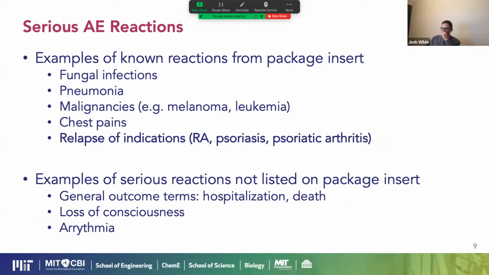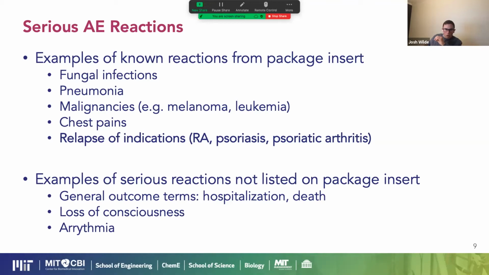Yeah, I do have a slide on this here. So on the bottom here, you can see that hospitalization and death and loss of consciousness. These things are noted in the database. So there's some debate about exactly what type of adverse events to include in this analysis, but the main takeaway here is that serious adverse events are what we are considering.